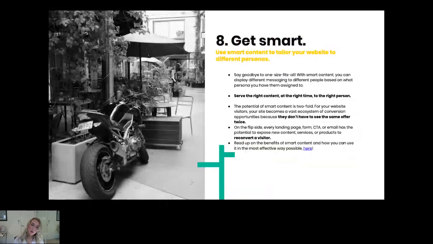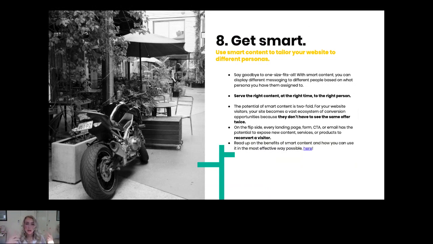So next up, a really fun HubSpotty thing you can do, that you can do on really any platform, is to use smart content. This will tailor your website to different personas, so you don't have to have a one-size-fits-all website. With smart content, you can display completely different messaging to different people based on what persona you have them assigned to. So it's all about serving the right content at the right time to the right person.